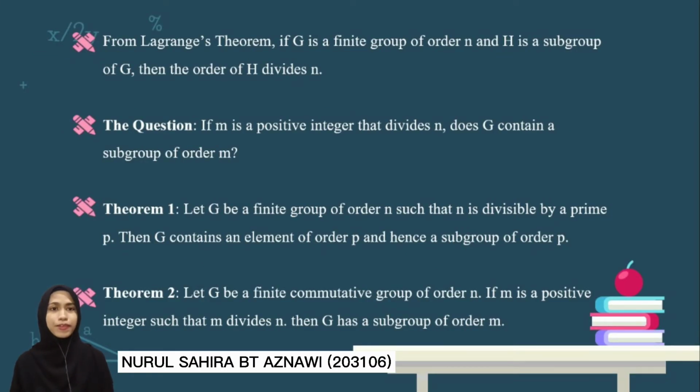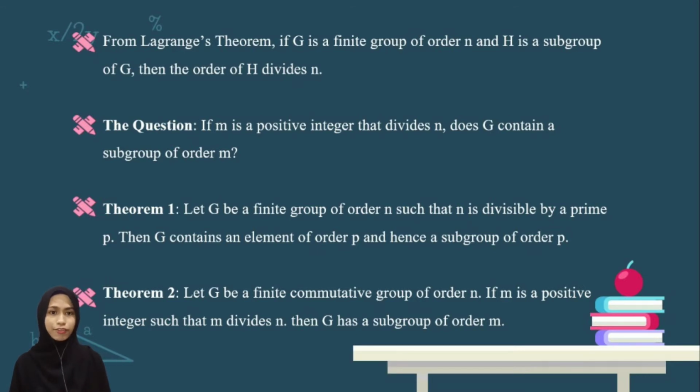From Lagrange theorem, if G is a finite group of order n and H is a subgroup of G, then the order of H divides n. Theorem 1 states that let G be a finite group of order n such that n is divisible by a prime P, then G contains an element of order P and hence a subgroup of order P. Theorem 2 states that let G be a finite commutative group of order n. If m is a positive integer such that m divides n, then G has a subgroup of order m.